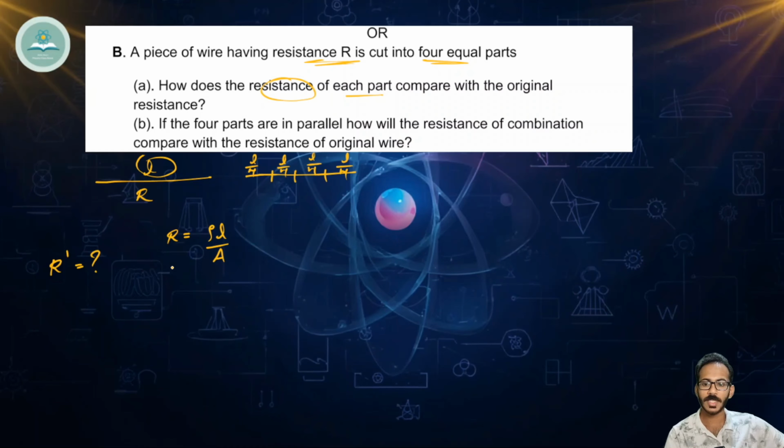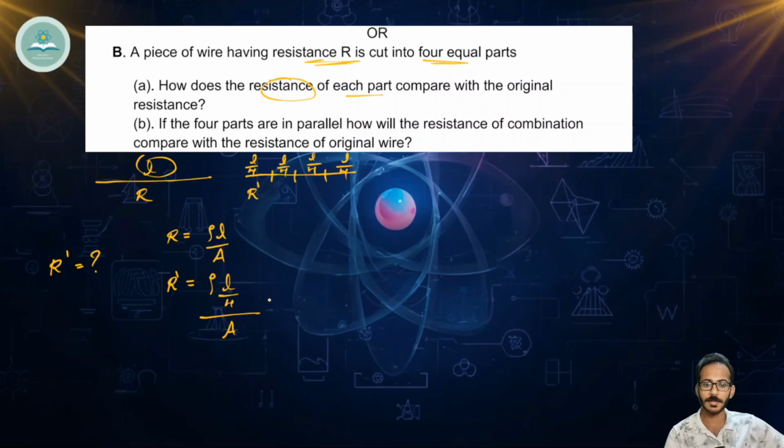Now the resistance of the new part, that is this one, let me call it R dash. To find R dash, let's see what difference came there. Rho, the resistivity, is not changing. Length, instead of L, now we have L by 4, divided by area, which is not changing. So the area is A itself.